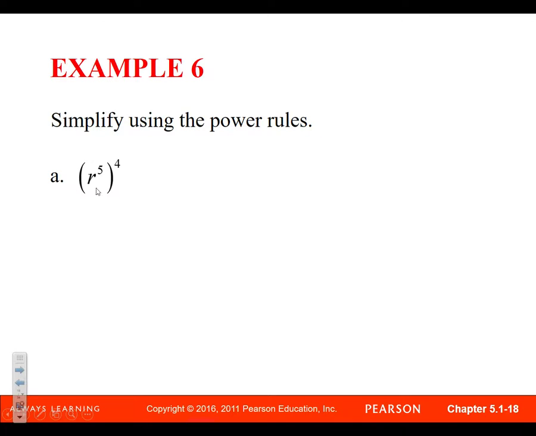Anyways, how can I evaluate this? How can I simplify this? This would be r to the 20. Good. 5 times 4. Why did we have to do it twice?